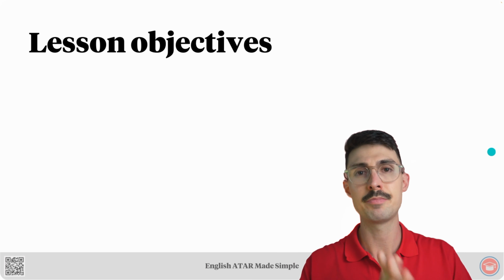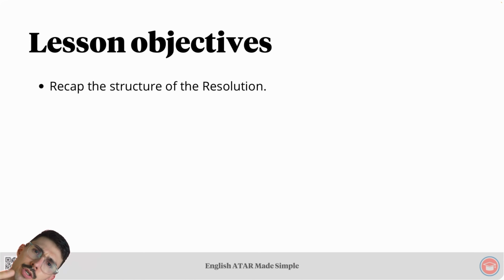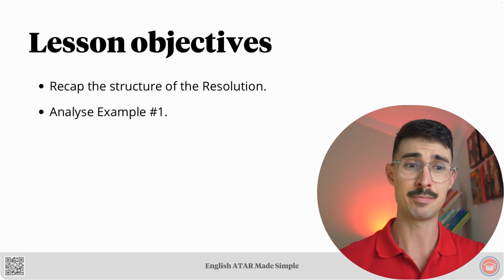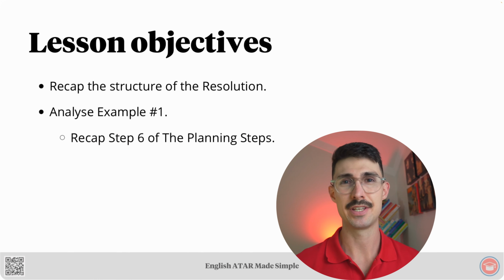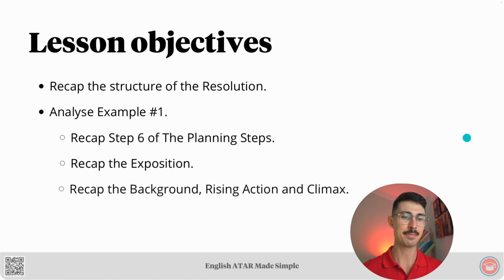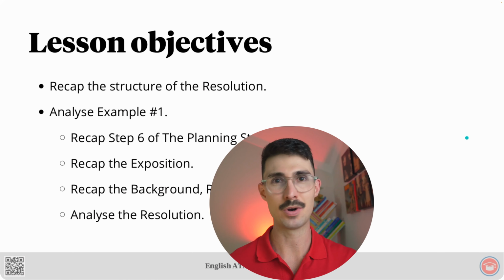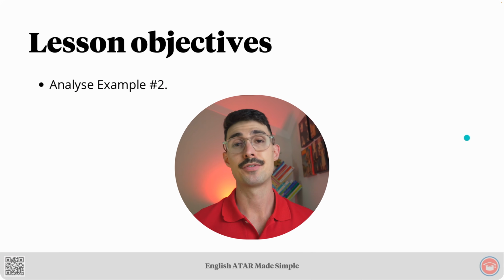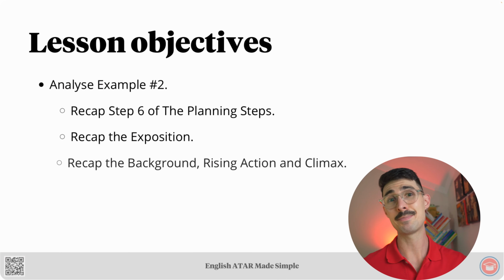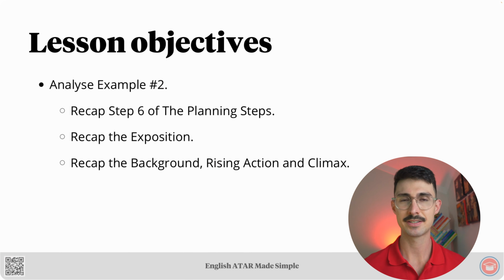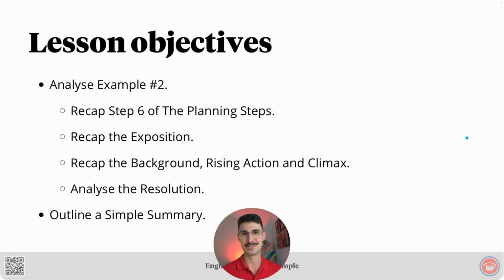Lesson objectives. Objective one: recap the structure of the resolution. Number two: recap example number one. Relatedly, we will then recap step 6 of the planning steps for this example. Recap the exposition, recap the background, rising action, and climax, then actually analyze the resolution, what we're here for, and we'll basically do the same thing for example number 2. Recap step 6 of the planning steps, recap the exposition, recap the background, rising action, and climax, and finally, just analyze the resolution. The ultimate finale is a simple summary. One step at a time though.